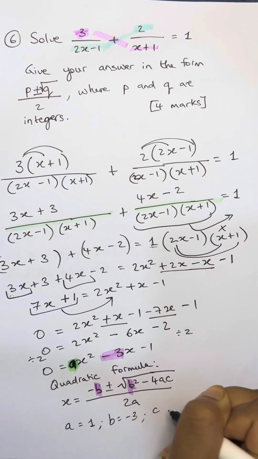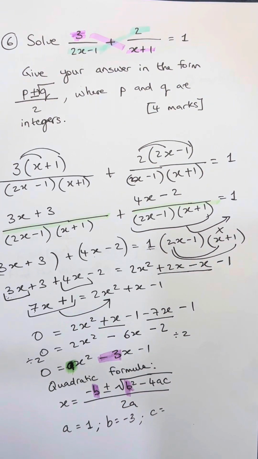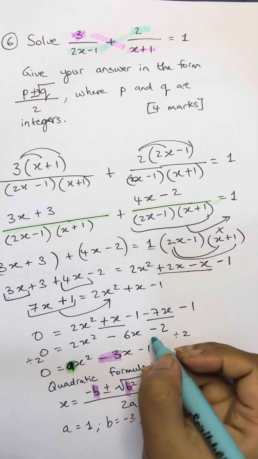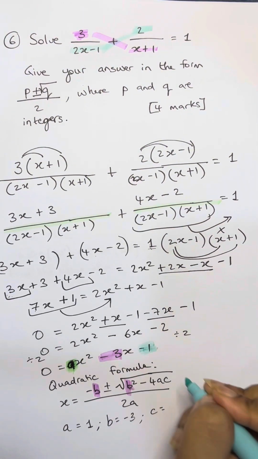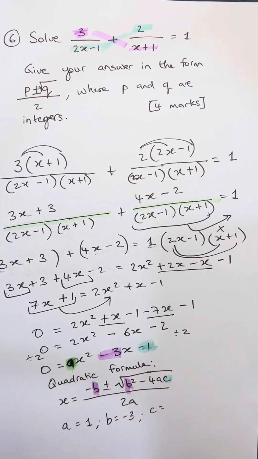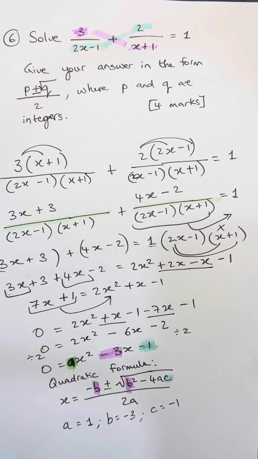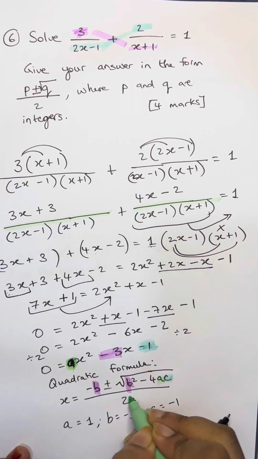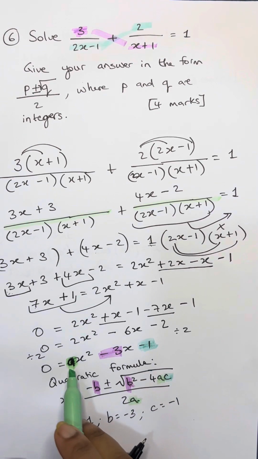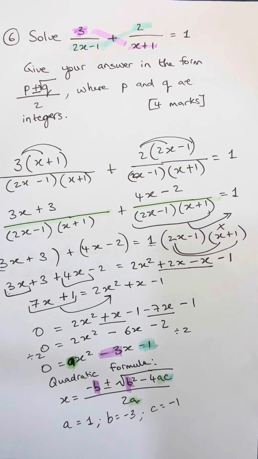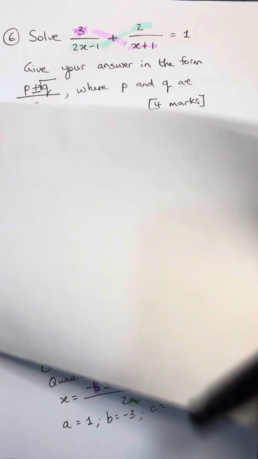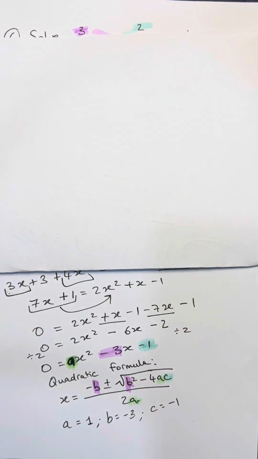And what's my c then? My c value here is going to be this, minus 1. Yeah, it's going to be my minus 1 here. Okay, minus 1. And wherever you see a is going to be substituted with a 1 because there's nothing in front of the x squared. So I'll just try to solve it on top because I don't have any more space left.